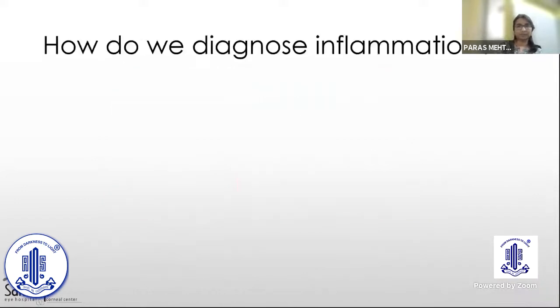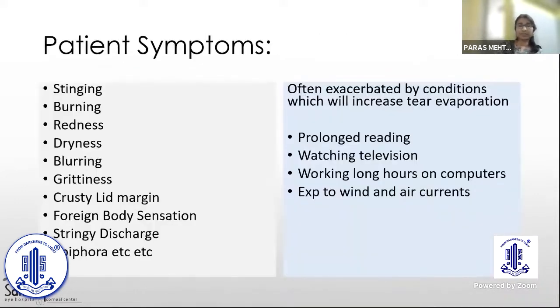Next, please. So the question here is, how do we diagnose inflammation? All these patients clinically would present with stinging, burning, redness, dryness, blurring, and grittiness. They would have similar symptoms, and we see these patients in our clinic in and out. These symptoms are often exacerbated by conditions which increase tear evaporation. They would explain that this happens on prolonged reading, watching television, working long hours on computers, and exposure to wind and air currents. Next, please.